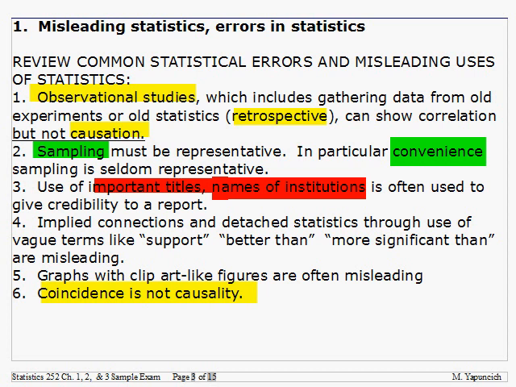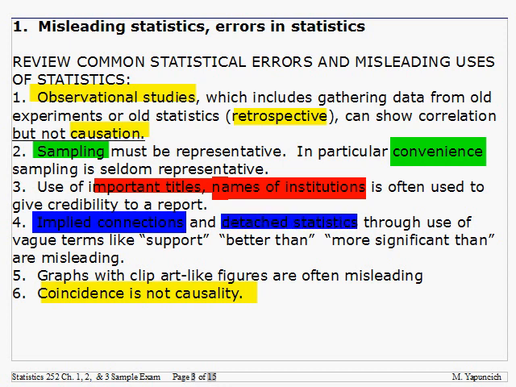Another idea that misleads is implied connections, not implied consent, that's something else. So implied connections and detached statistics. These are words like better than, it supports new digestive function, it's more significant than what. In that case, if it's just better, it supports, more significant, those imply connection, and they're detached statistics because there's no connection to anything.